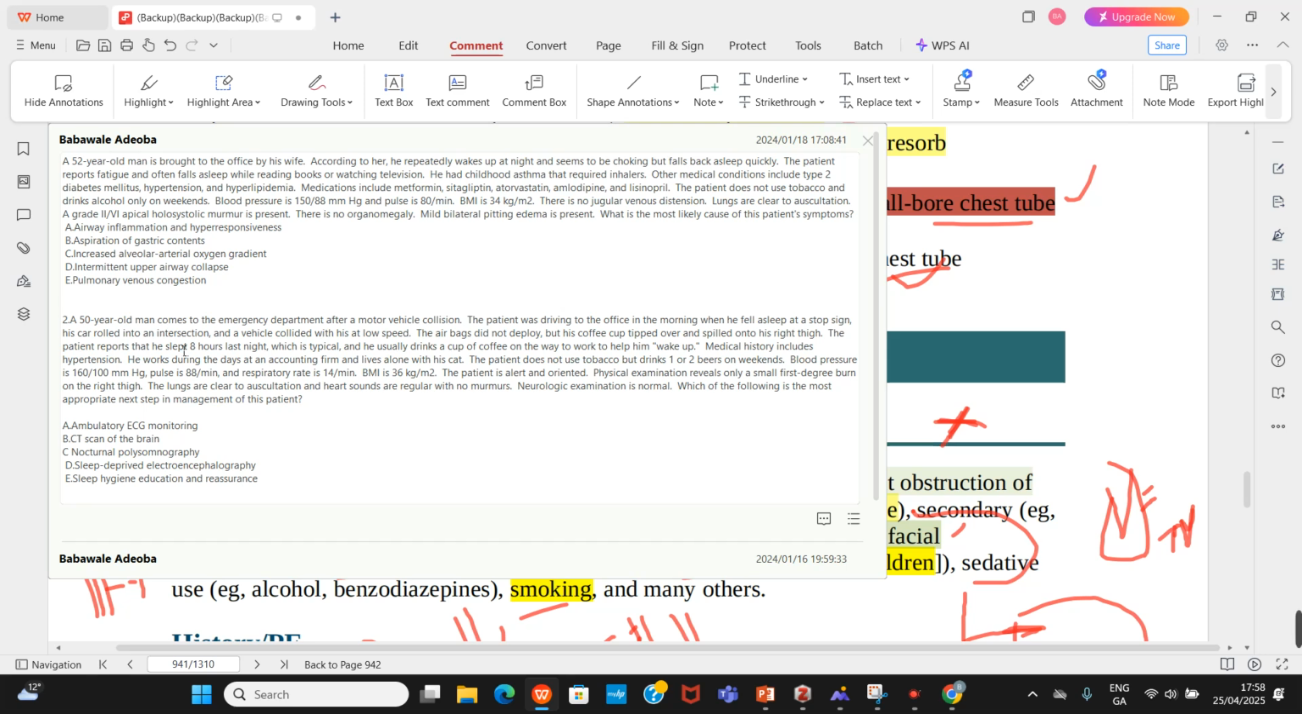The person doesn't use tobacco and drinks alcohol only on weekends. Blood pressure is 150, pulse is 80, BMI is 34, no JVD. Lungs are clear to auscultation. There is a grade 2/4 apical holosystolic murmur. There's no organomegaly. There's mild bilateral pitting edema. What is the most likely cause of this patient's symptoms?